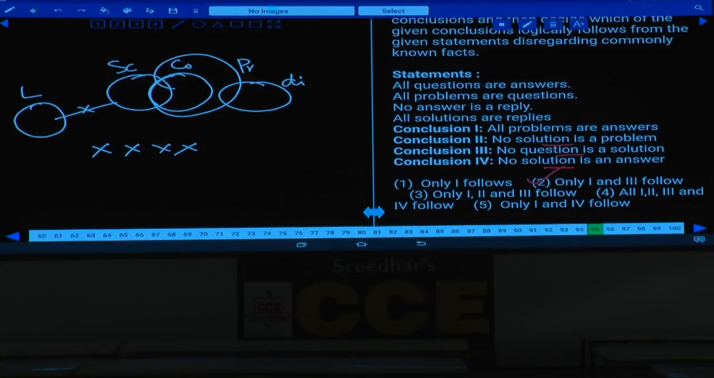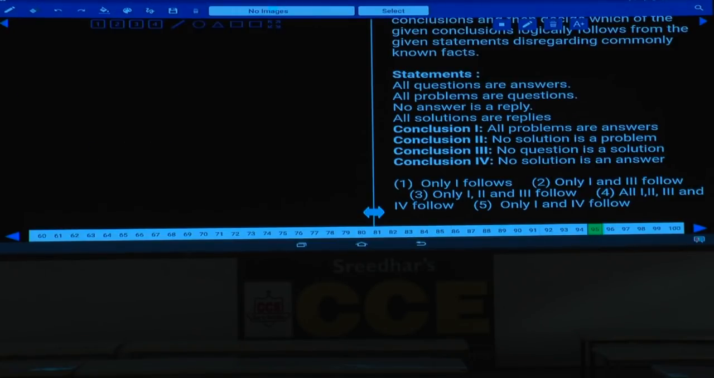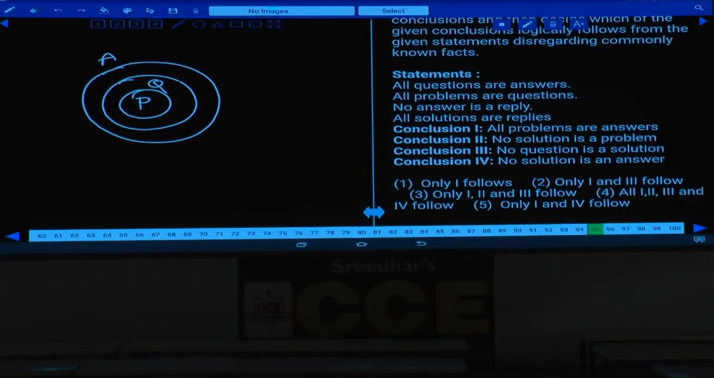Now in this question number 95, all questions are answers. All these questions are what? Answers. And all problems are questions. All problems are questions. All questions are answers. All solutions are replies. No answer is a reply. And next one, all solutions are replies. Then first one, all problems are answers.